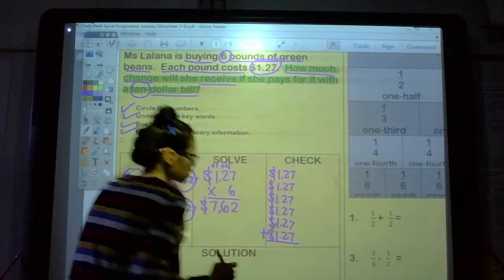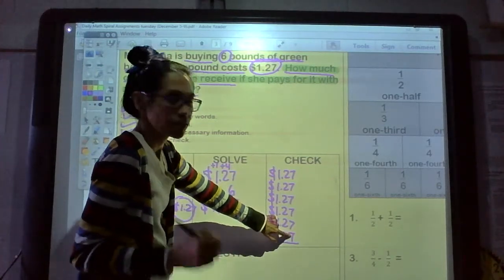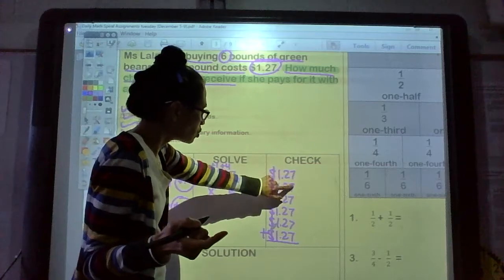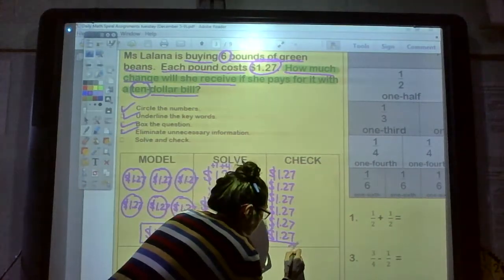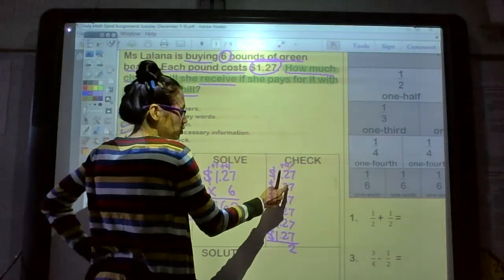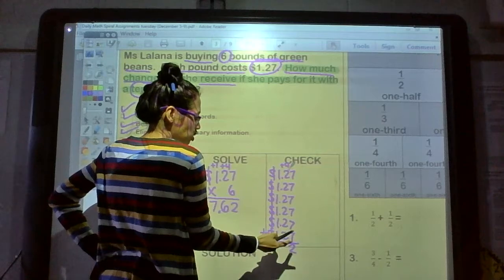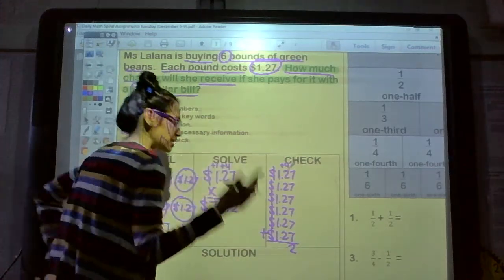Let's add that together. 7 plus 7 plus 7 plus 7 plus 7 plus 7. Guess what? You can multiply. 1, 2, 3, 4, 5, 6 times. 42. Write the 2 plus the 4. And then look, we can count by 2. 2, 4, 6, 8, 10, 12. Plus 4 more, 12, 13, 14, 15, 16.